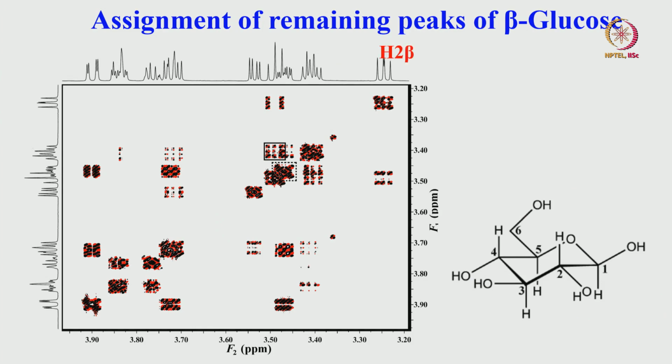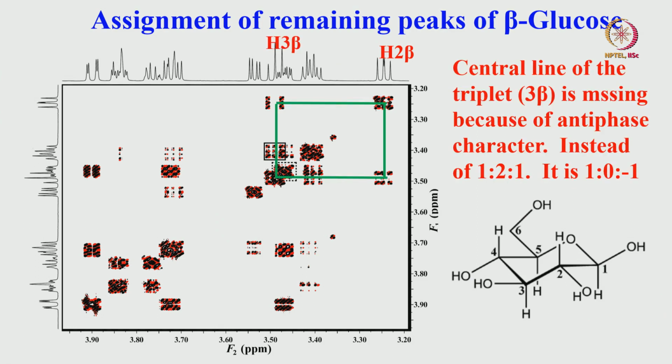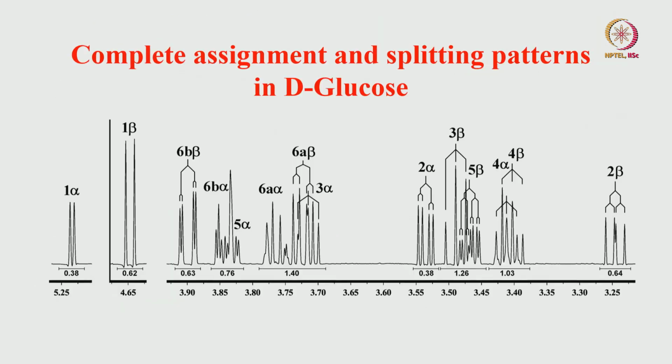All right. So, similarly beta glucose we can do. We start with 2, complete the square, this is 3, and then this is 4, 5, 6 alpha and beta. So, all the complete assignment of alpha and beta glucose can be done. This is a complete assignment of glucose we have done.